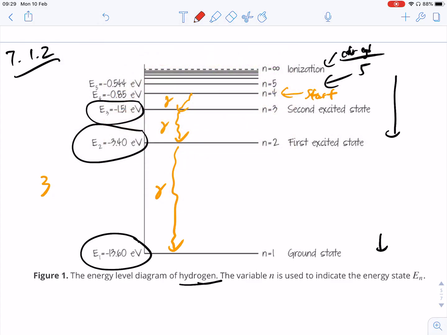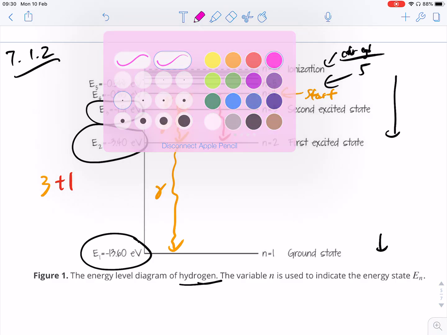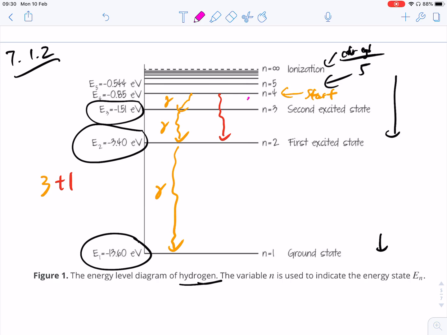It can also jump directly to the first state. That's another photon. And finally, it can also jump directly to the ground state there as well. So that's adding another one.